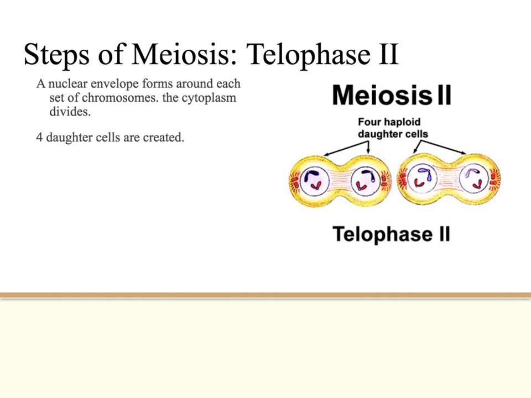So if we're a male and we're going to make sperm cells, we start out with 1, breaks up into 2 in meiosis 1, and then it actually makes 4. So every time we go through this process called spermatogenesis, we're making 4 sperm cells.